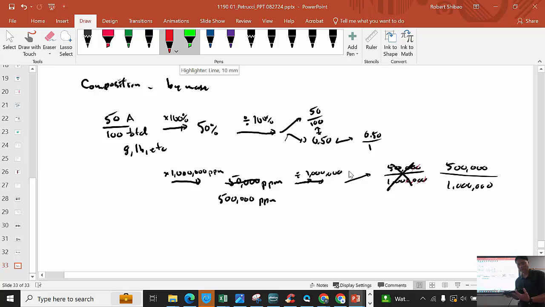So 1, 2, 3, 4, 1, 2, 3, 4. If we eliminate 4 zeros, then I get back 50 over 100. So it's the same concentration, you see? So 500,000 ppm is the same thing as 50%.